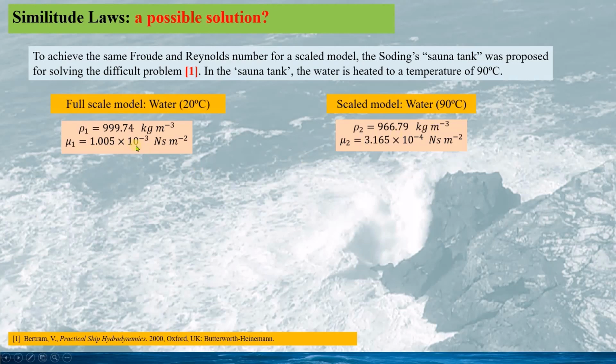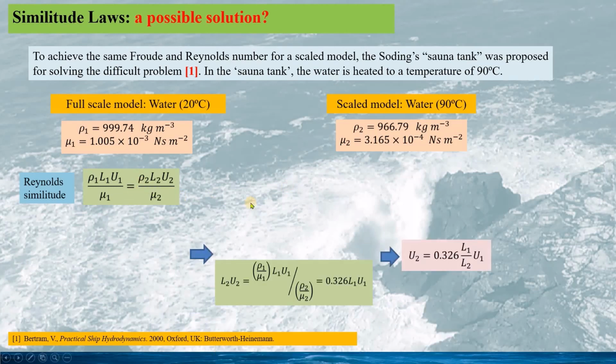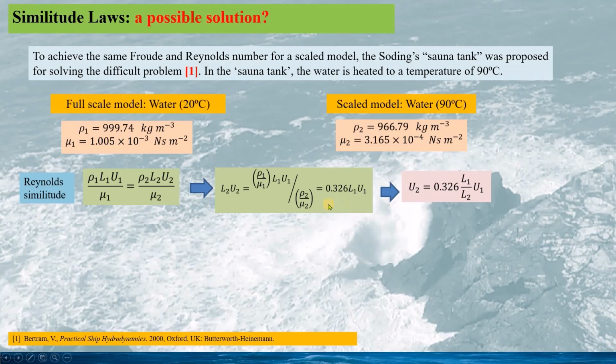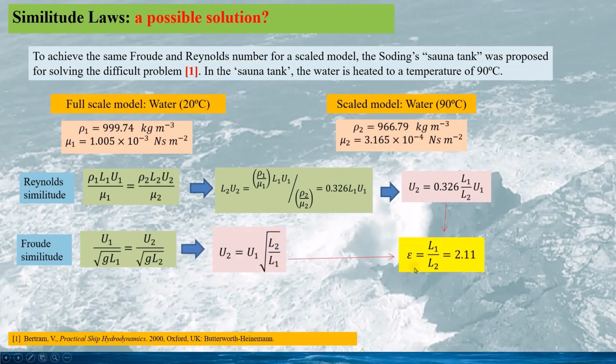But the viscosity would reduce from mu1 to mu2. Mu2 is less than 1/3 of mu1. To maintain the Reynolds number, we have this relation, and we can work out this relation using the different densities and viscosities. To maintain Froude similitude, we have the relation as this and this. So if we put this together, we can obtain the scale ratio epsilon as 2.11.